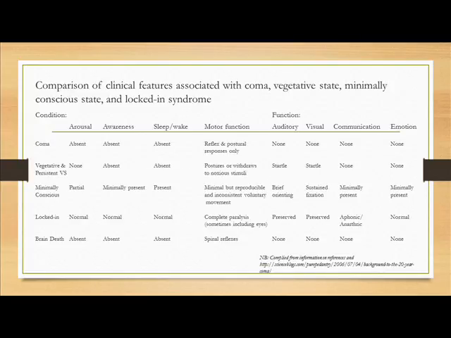This table sets out an overview of the functionality of arousal, awareness, presence of sleep-wake cycle, motor function, auditory and visual abilities, communication and emotion in the various states of consciousness. There are some studies which suggest that patients can transition back and forth between VS and MCS, however there is yet to be consensus on that issue.